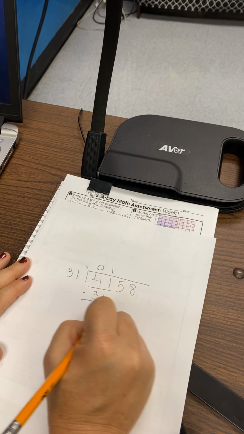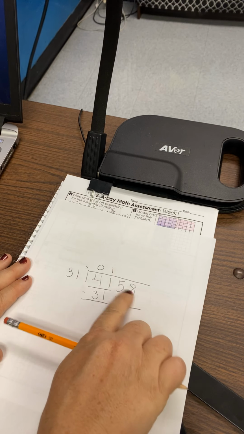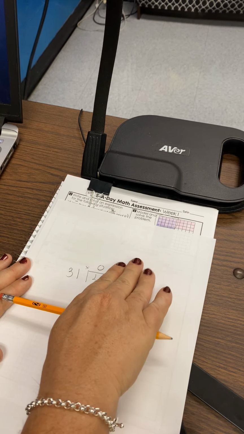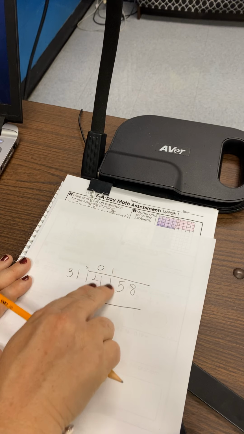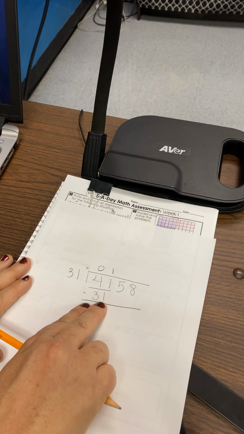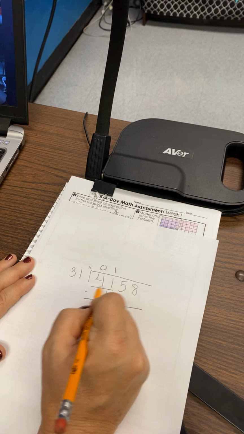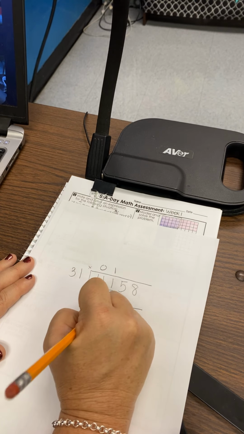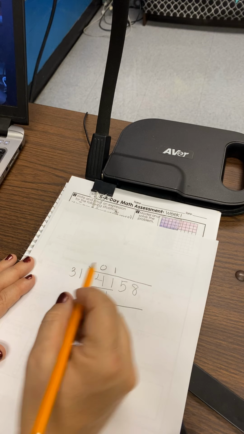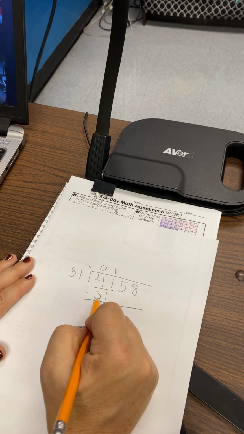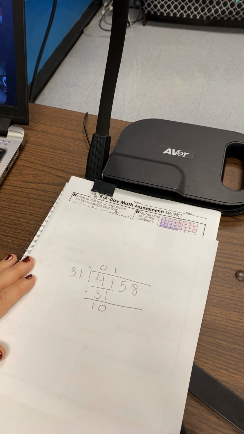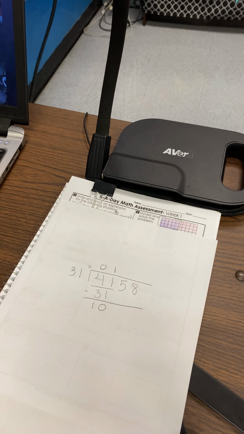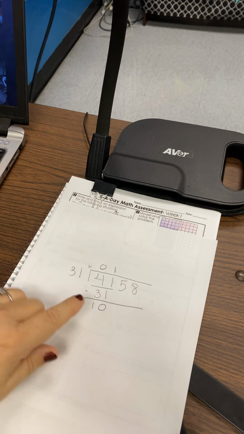Now I'm going to subtract, and I'm not going to worry about these 2 numbers yet because I'm not there yet. I'm only working with this 41 minus 31. So 1 minus 1 is 0. 4 minus 3 is 1. Easy peasy. That makes sense, right? 41 minus 31 is 10. Done. So the answer is 10? Not yet. We're not done yet.